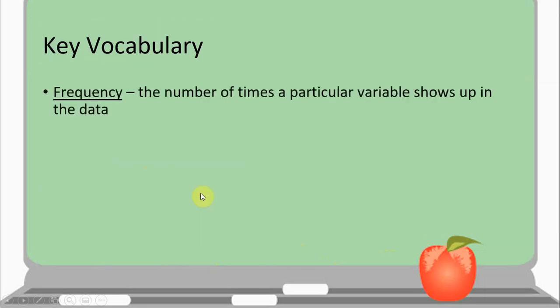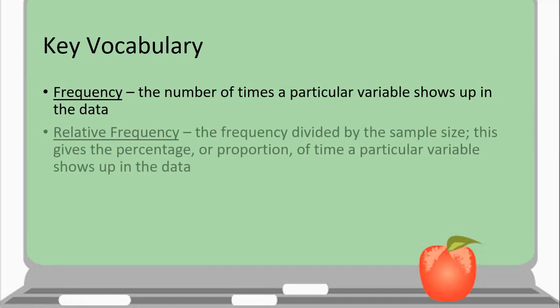A little more key vocabulary here. Frequency refers to the number of times a particular variable shows up in the data, whereas relative frequency is the frequency divided by the sample size. This gives the percentage or proportion of time a particular variable shows up in the data.